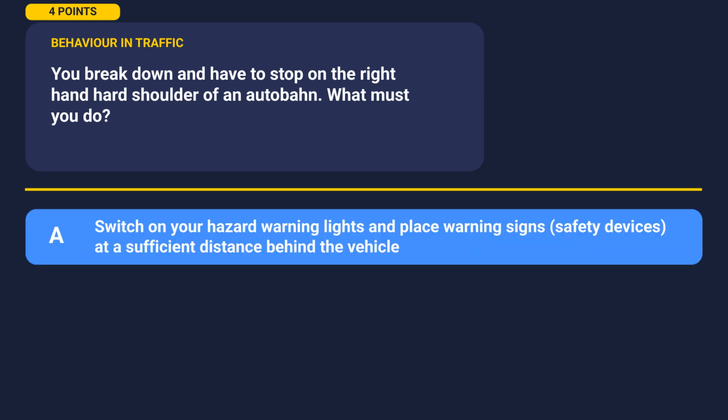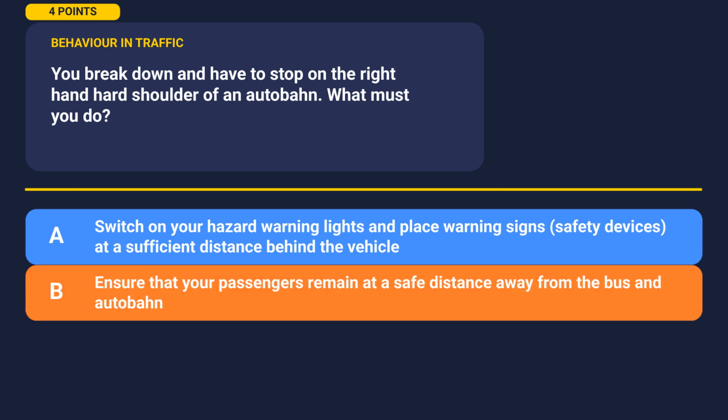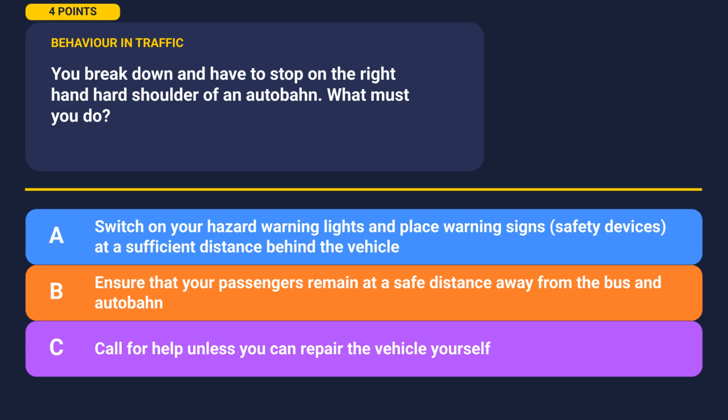Option A. Switch on your hazard warning lights and place warning sign safety devices at a sufficient distance behind the vehicle. Option B. Ensure that your passengers remain at a safe distance away from the bus and Autobahn. Option C. Call for help unless you can repair the vehicle yourself.